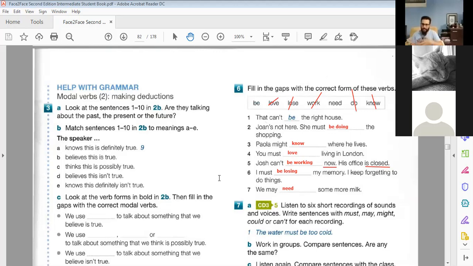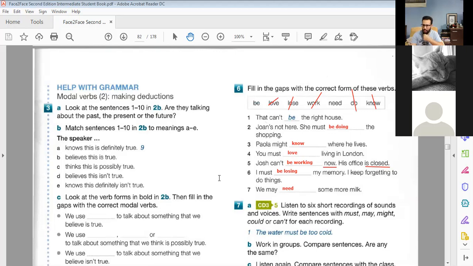Like saying here, number six, I must be losing my memory. I keep forgetting to do things. Or for example, I must be losing weight. All my pants or all my trousers don't fit me anymore, right? So these are good examples.